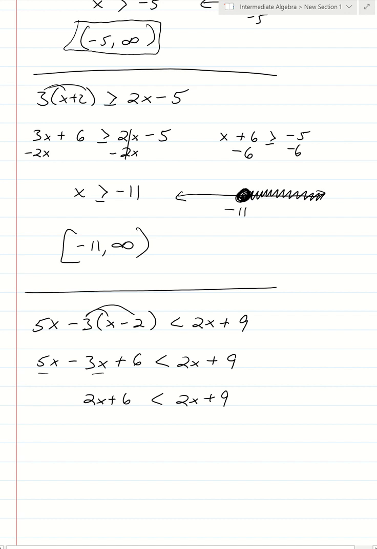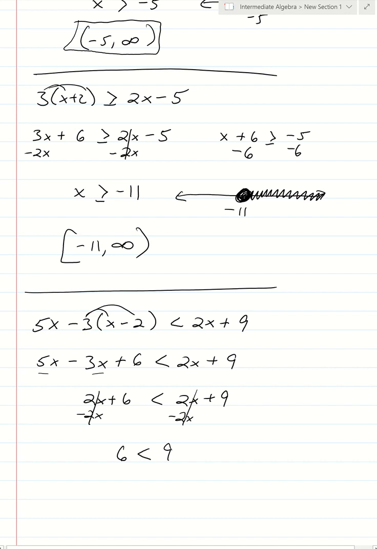So step 1 is done. Let's now move on to step 2. Let's get the variable on one side. So I'm going to subtract 2x over. And now I am left with 6 on the left less than 9 on the right.